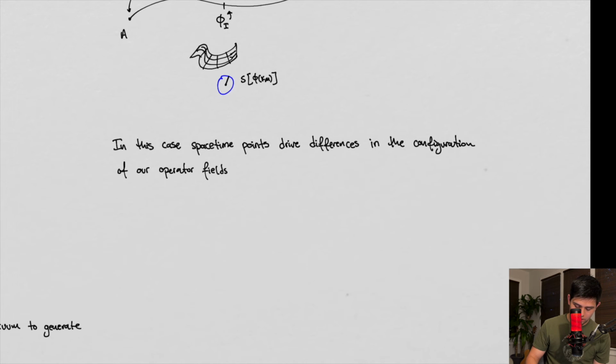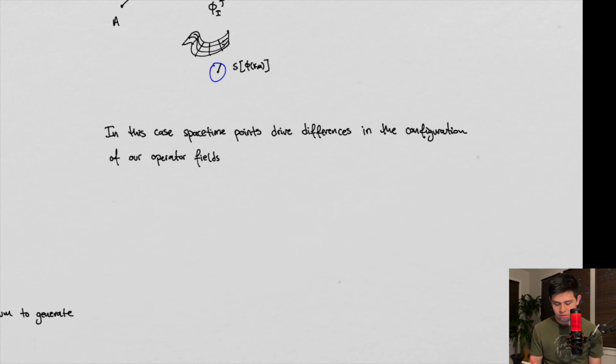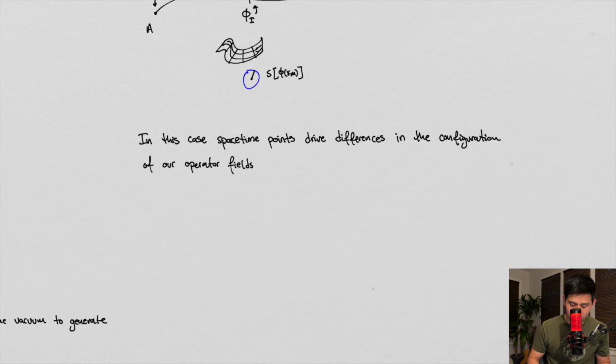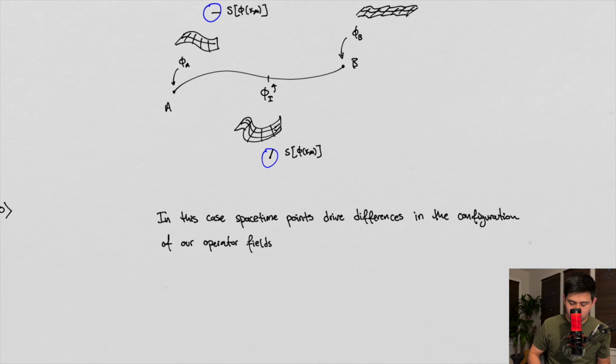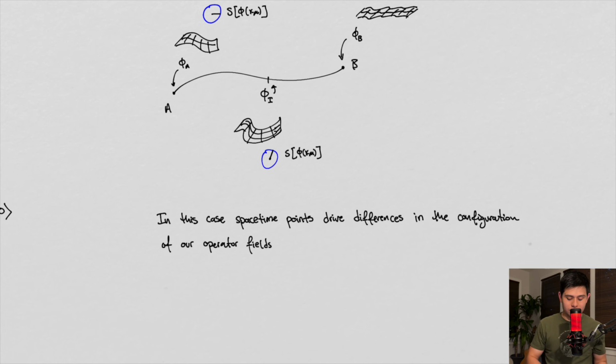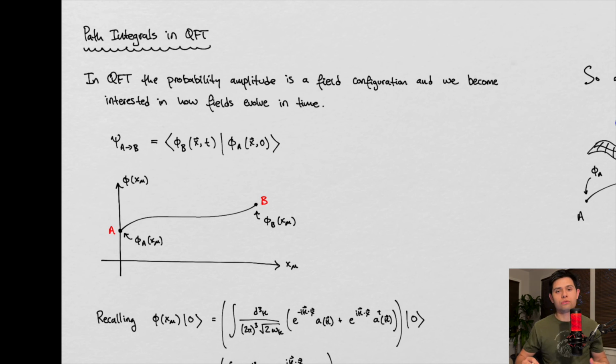In this case, the space-time points drive the differences in the configurations for our operator fields. And that's the main point here, right? I'll reiterate it one more time. Space-time drives the field configuration. The field configuration drives the action. And that's how we go from quantum field theory to path integrals, and then from path integrals to classical field theories, right? So that is path integrals in a nutshell.